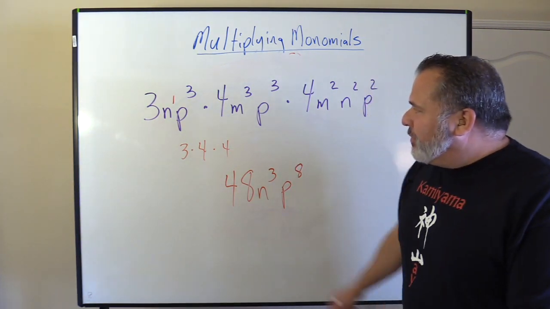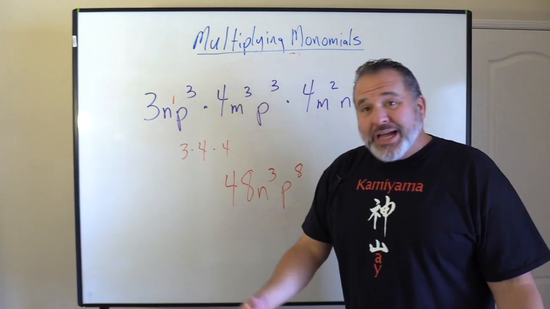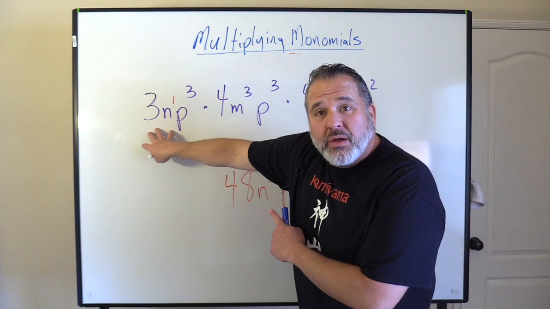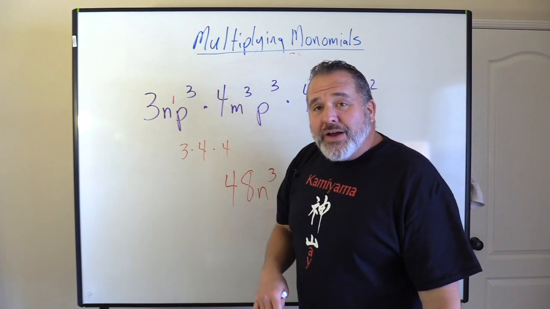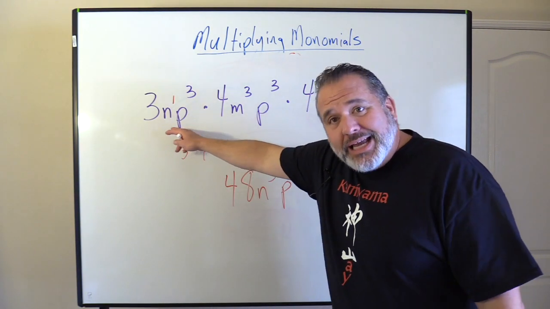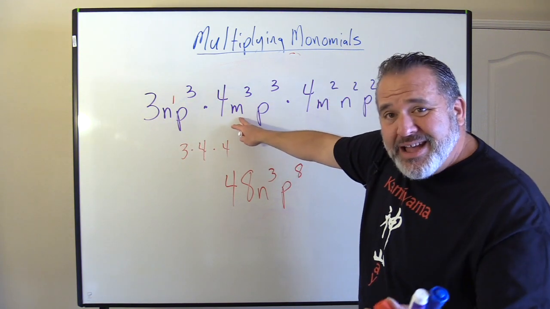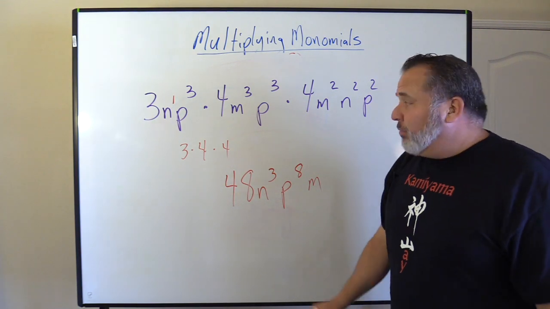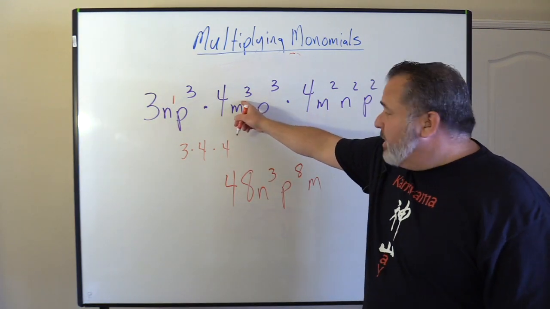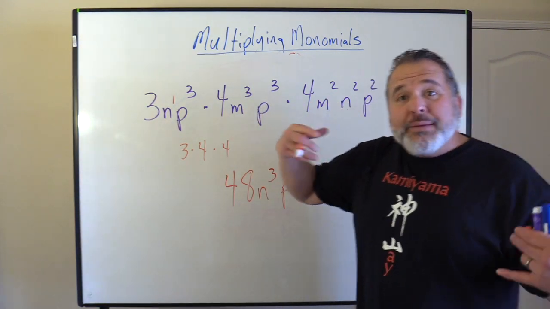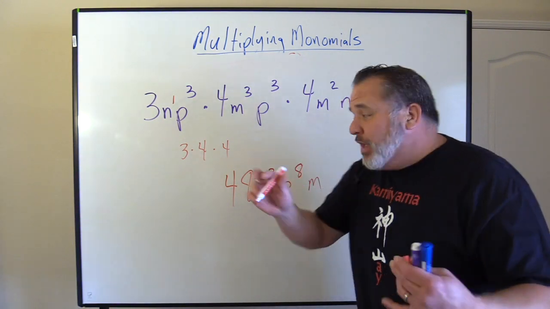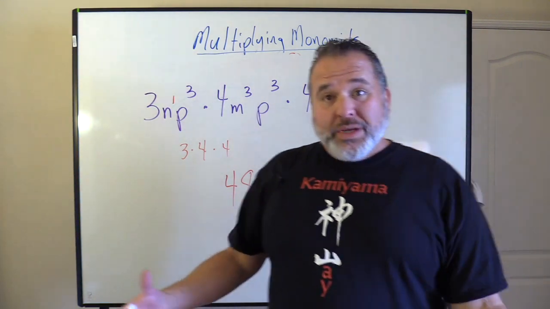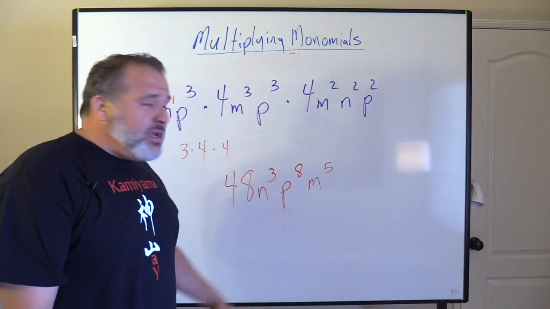Now, so we got the n, we got the p, we're good. Do we got any more variables up here we can write down? Because don't just look at the first term. Okay, you got to look and see if there's any other variables there. Let's look, any different variables besides n and p? Oh, got an m, so put an m here. Now, how many m's do we have in this problem? We got m to the 3rd, and we got m to the 2nd. 3 plus 2 is 5, so we got m to the 5th power. Okay, now, are we done? Yeah, I mean, technically, yeah, we're done.